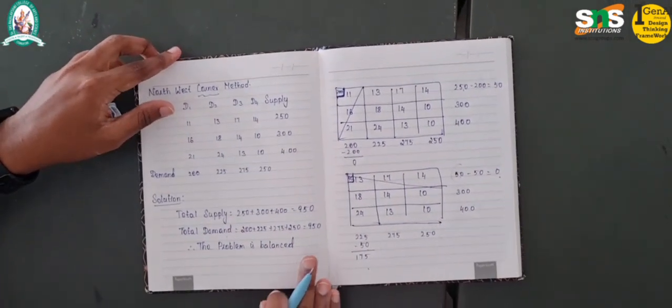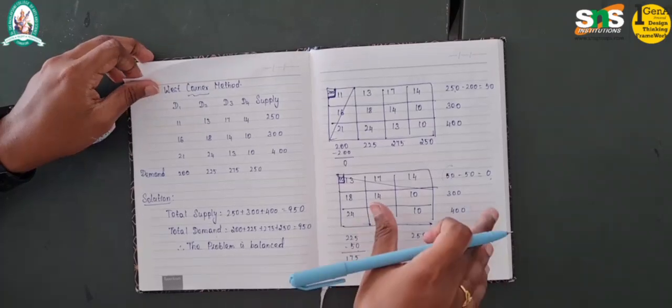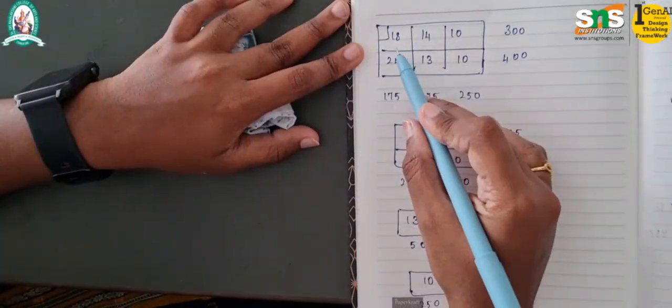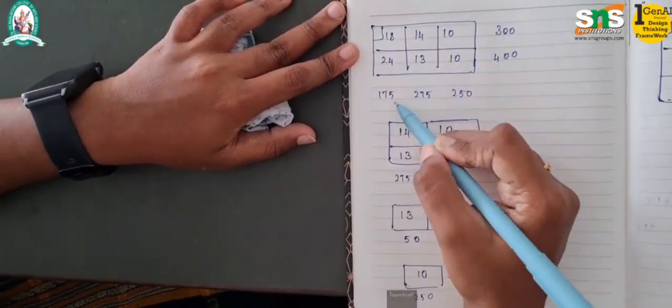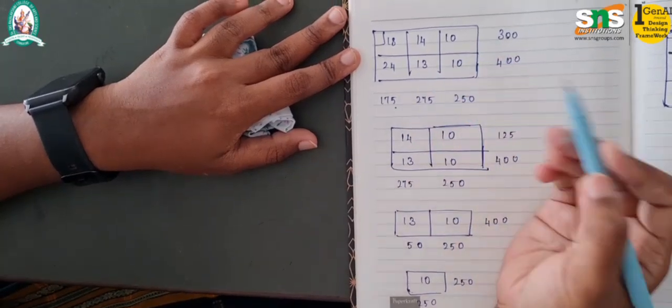In the next step, we are going to write the remaining values which we obtained from the previous step. We are going to allocate the value here, 300 and 175. Out of this, which one is the smallest number?